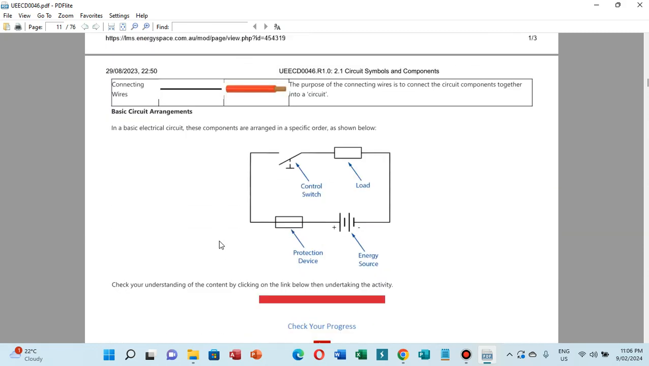So this is the connection of the electrical circuit. This is the energy source, and then we put the protection device and the control switch and the load. So this is the typical electrical circuit diagram.